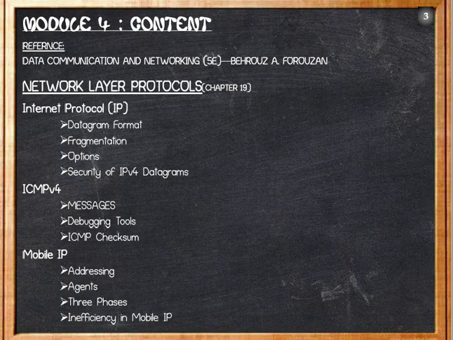So with this we have come to the end of the first part under network layer protocol. We have finished the datagram format. We have seen the datagram format, the fragmentation, options, as well as the security of the IPv4 datagram. In upcoming videos, we'll learn about the ICMP protocol as well as the mobile IP protocol.